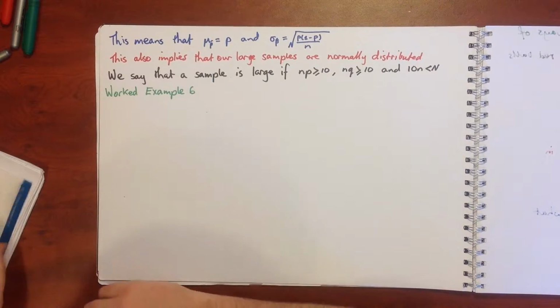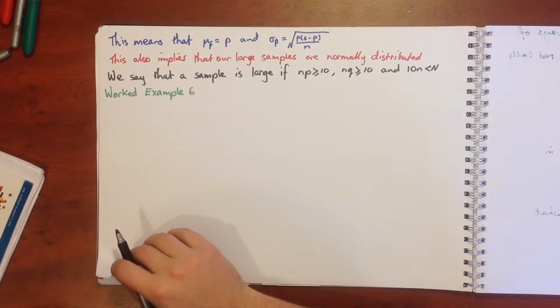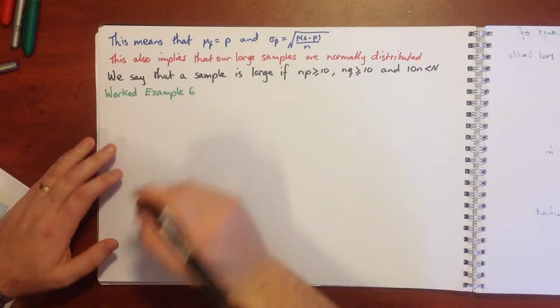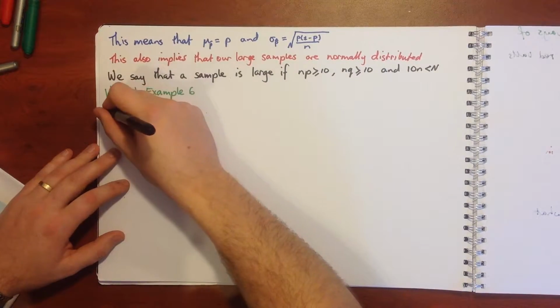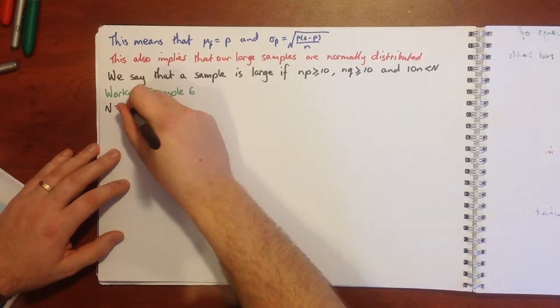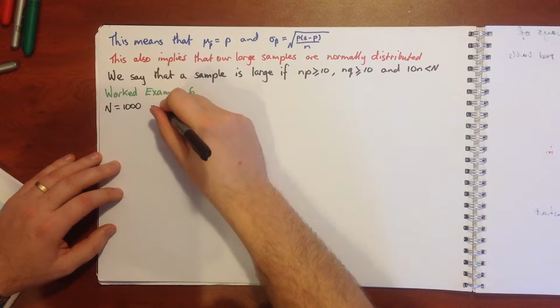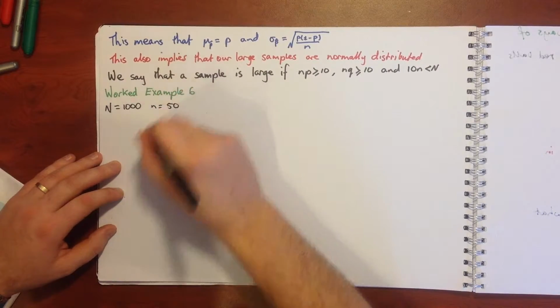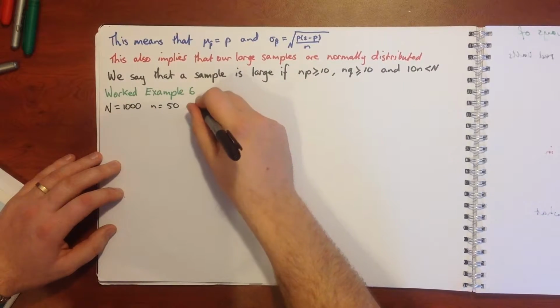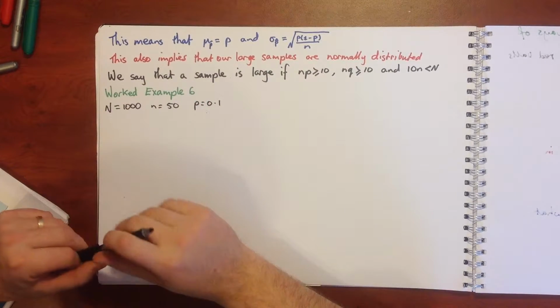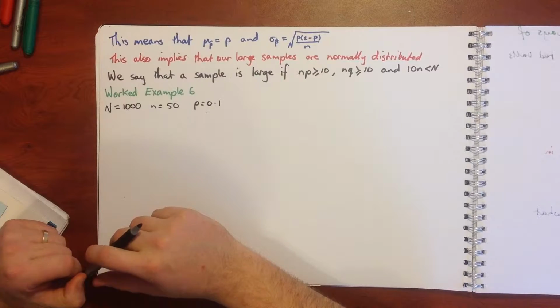Now we can have a look at our worked examples for this section. We've got worked example 6. Consider a population size of 1,000, that's going to be our capital N equals 1,000, and a sample size of 50, so that's our little n equals 50. We know that p equals 0.1. Would this still be a large sample? If not, how big would the sample need to be?